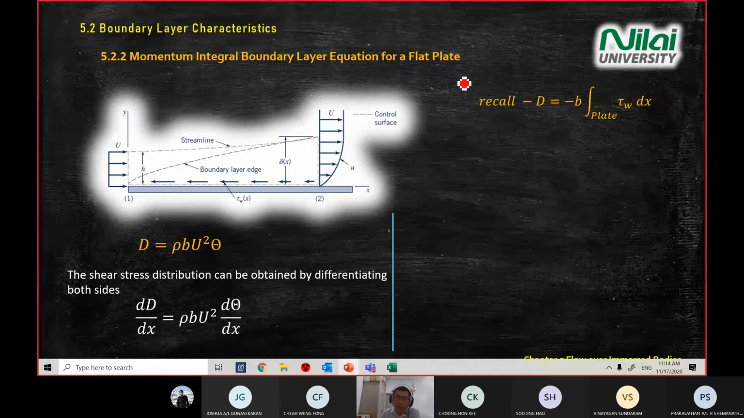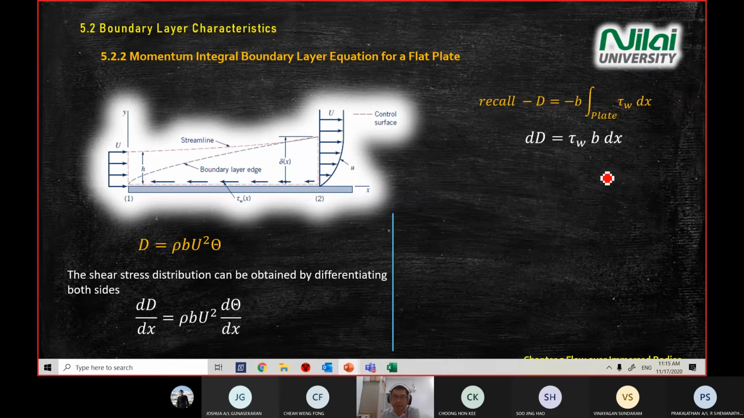Recall the definition just now. We have negative D equal to minus b integration of our shear stress times dx. Of course, the force is shear times area, but the area equals b dx. We pull our b outside already, so that's why here you see dx. So when we have small changes, we have small changes of drag. From this equation, you can write small changes of D equal to your shear stress times b dx.